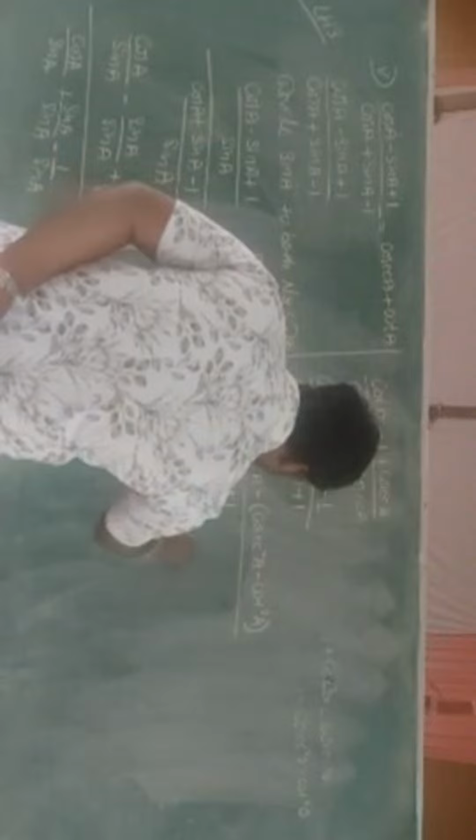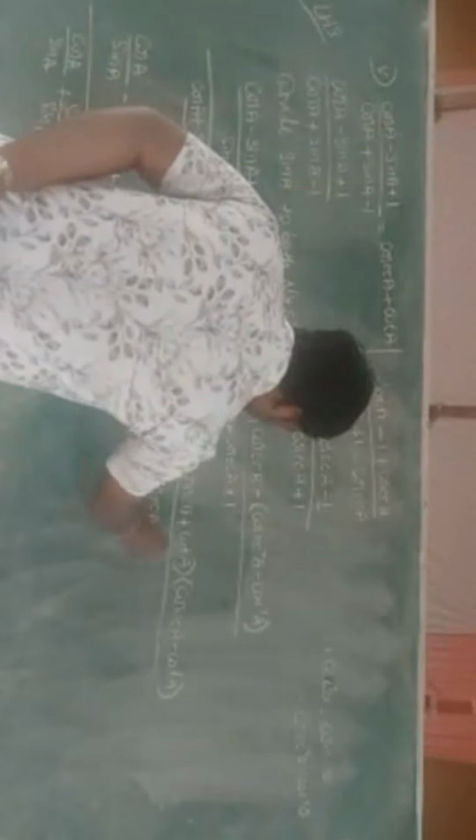See this bracket, cosec square A minus cot square A looks like A square minus B square. So what is the expansion of A square minus B square? A plus B into A minus B. So cosec A plus cot A into bracket cosec A minus cot A. Now denominator write as it is, that is cot A minus cosec A plus 1.